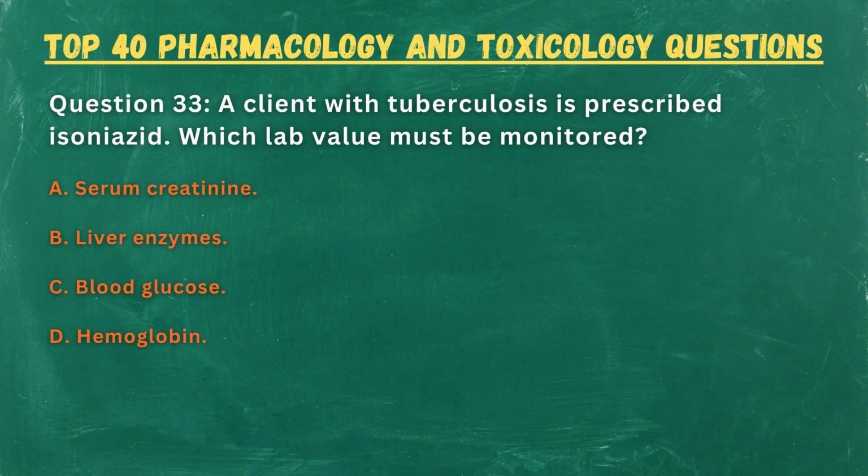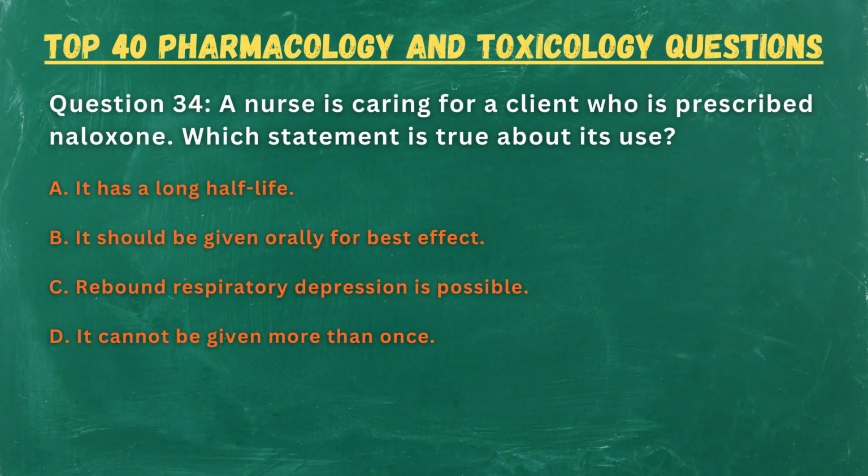Question 33. A client with tuberculosis is prescribed isoniazid. Which lab value must be monitored? A. Serum creatinine. B. Liver enzymes. C. Blood glucose. D. Hemoglobin. Answer: B. Liver enzymes.